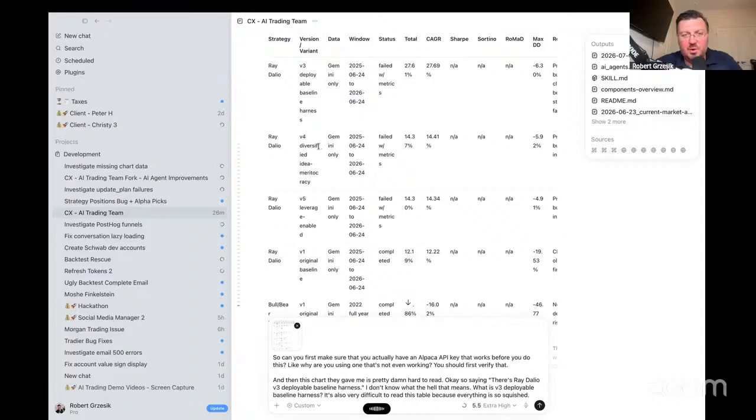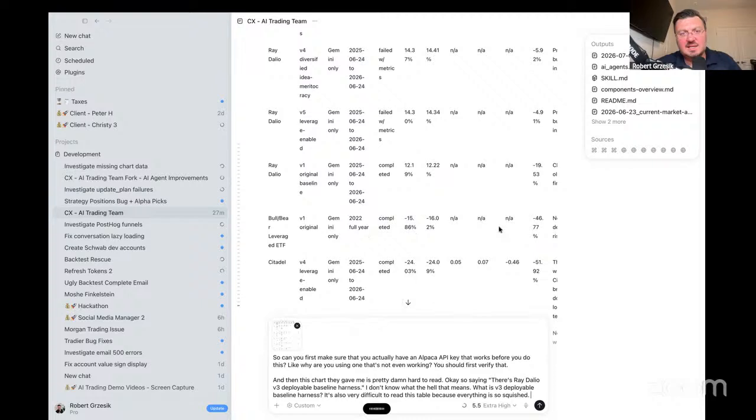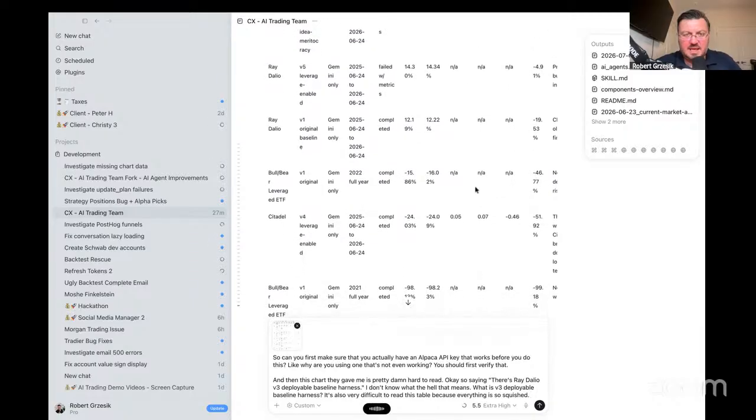So we have V4 diversified idea meritocracy, and then we have V5 leverage enabled, and somehow leverage enabled got the exact same result as V4. I think what we had before was that it was just a little bit too lenient on leverage. Are you actually going to leverage or not? I think it just chose not to leverage, which is not acceptable for leverage enabled. When it's leveraged, it should be leveraged, right? And I thought that we fixed that.